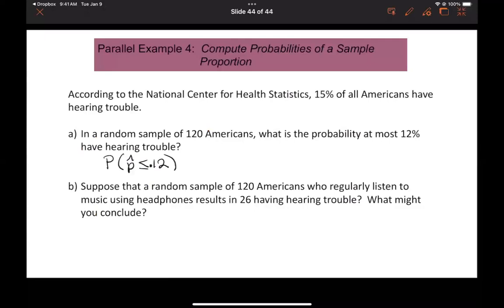What I would like you to do is calculate the new standard deviation. Then I would like you to calculate that probability using normal CDF. If you're ambitious, feel free to move on to B, but I'm going to jump to that in a minute. I will work quietly behind you, but let you get a head start. So go ahead and get that started.